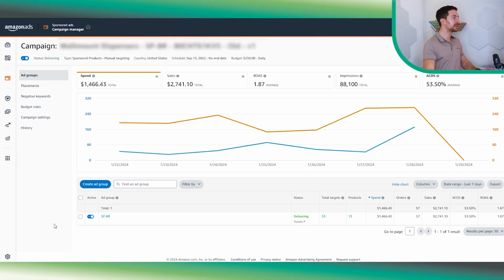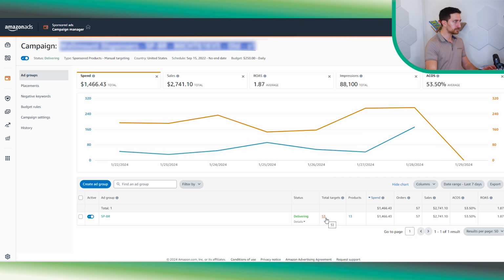So if an ad group has a very high ACOS, it would be very difficult to tell Amazon, please don't increase the budget for this ad group. Amazon will decide where to put the spend. Remember, keep it simple. One campaign, one ad group, clear naming system. So here we have a clear naming system.